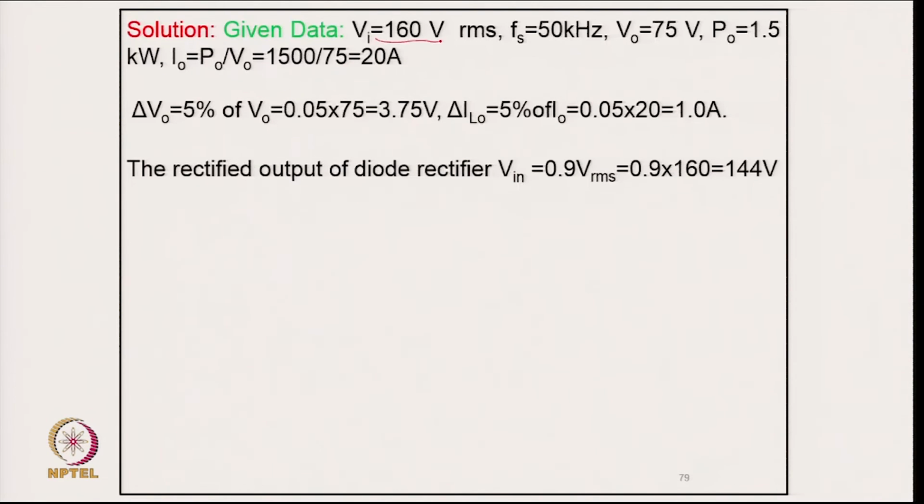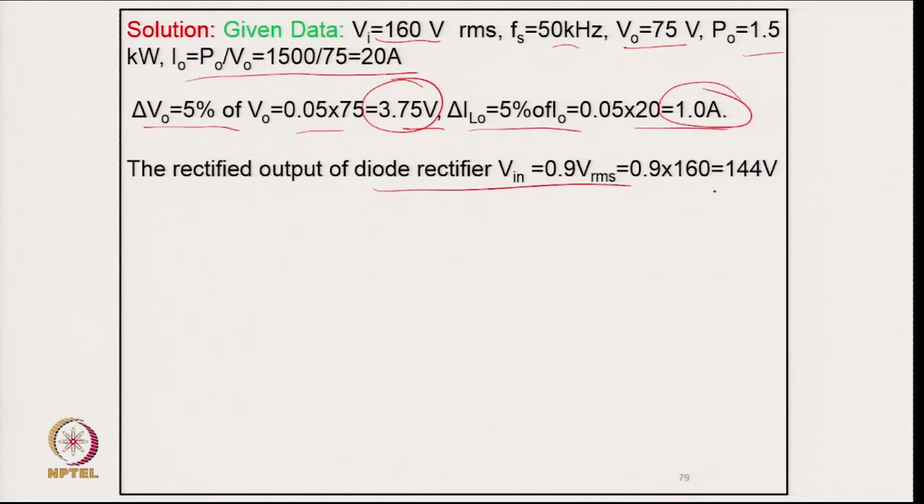So, these are the data: input voltage 160 volt RMS with the switching frequency 50 kilohertz, output voltage 75 volt with the 1.5 kilowatt power. So, we can find out typically the output load current of 20 ampere. For a given ripple, once we know the output voltage, we can find out typically the voltage ripple is 3.75 volt and ripple current corresponds to around 1 ampere.